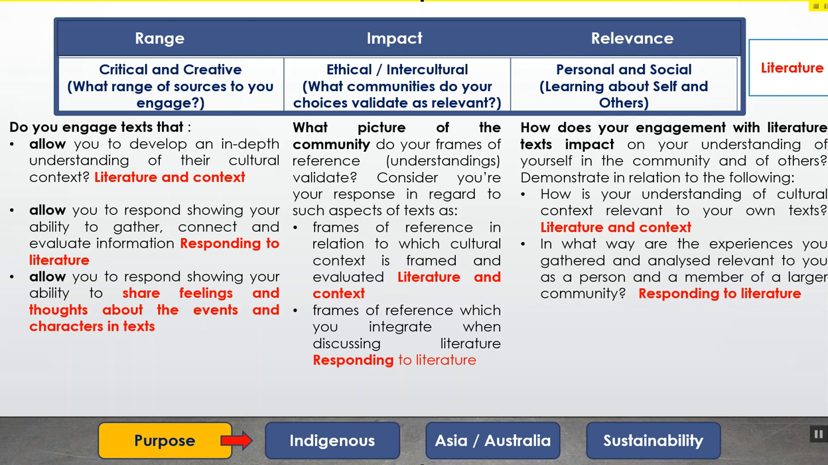In what way are the experiences you gathered and analyzed relevant to you as a person, as a member of a larger community? Right, so what's involved here? What we need to think about is the range of texts, or the kinds of texts that would be desirable in this activity of reading recipes, the things that we will expose the child to, which generate experiences that are of value to our child.